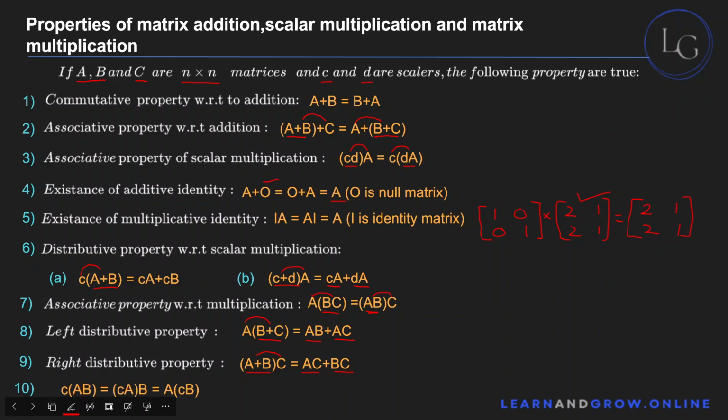And the last property here is this one. It says that if you multiply scalar c into the product of matrix A and B, so first the product of matrix A and B and then you multiply scalar c into it, it will be equal to as if you multiply scalar c with matrix A first and then you multiply the resulting matrix with B, or if you multiply scalar c and matrix B and then you multiply the resulting matrix with A. All three of these will be equal.